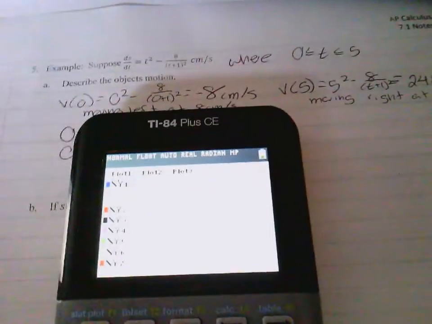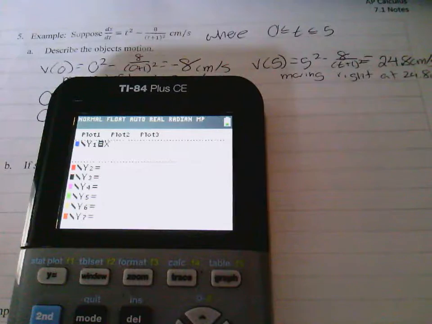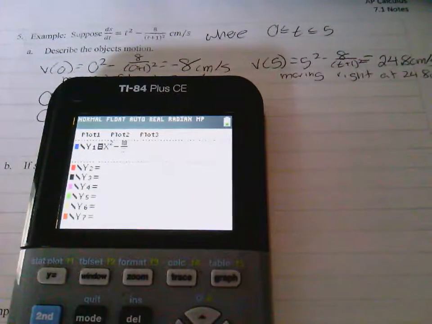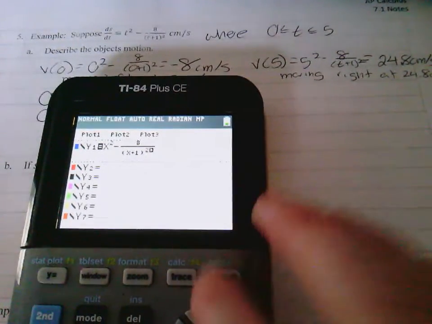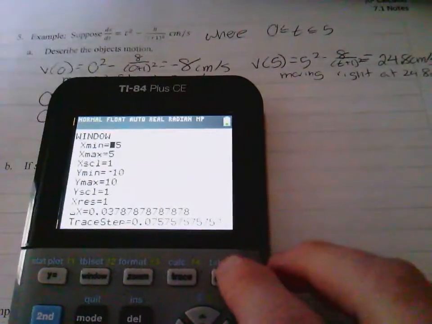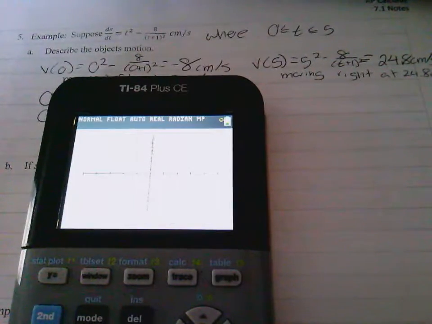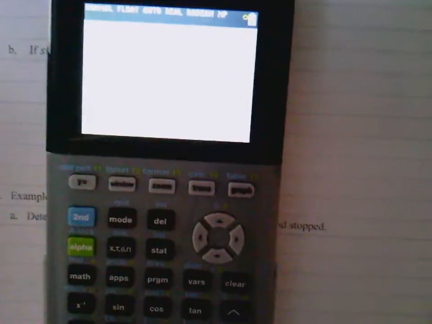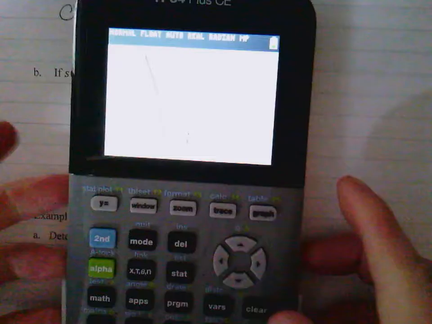So we're going to type the equation in here. So you got x squared minus 8 over (x plus 1) squared. And we got a window, -5 to 5, 1 to 10. Let's see what it looks like. Okay, there is a graph there.